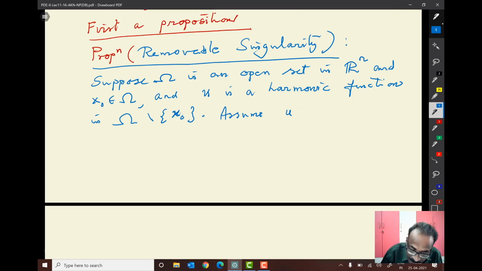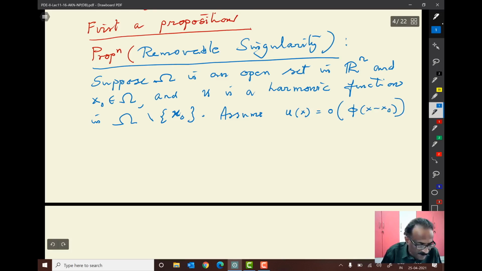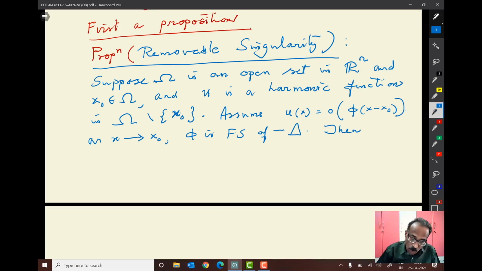But if at all there is a singularity, the singularity of u of x should be something like a small order of phi of x minus x naught, as x tends to x naught. So we don't want a stronger singularity than my fundamental solution, where phi is the fundamental solution of minus Laplacian. If the singularity is less than that, you can remove that singularity.